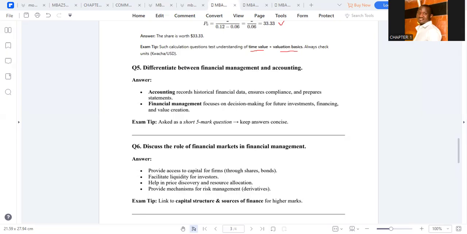Financial markets are also there for liquidity for investors. So financial markets will allow investors to buy and sell securities easily. They will enable them to convert these investments into cash. Financial markets are there for price discovery and efficient resource allocation. So it is in these markets that help to reflect investor sentiment. They help you determine demand and supply for the price. So they help you to allocate resources to projects with the highest expected return.